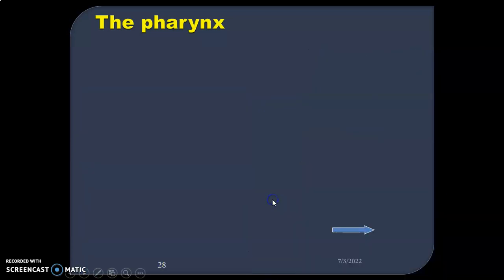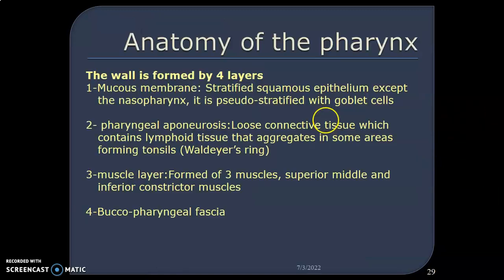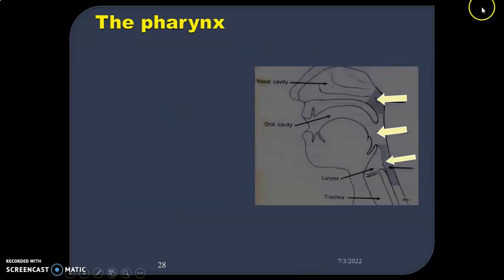So, the pharynx is divided into three parts. You have the nasopharynx that communicates with the nasal cavity, so that's the first part. Then the oropharynx that communicates with the oral cavity, and this is the laryngopharynx. So the nasopharynx, oropharynx, and laryngopharynx. Those are the three parts of the pharynx.